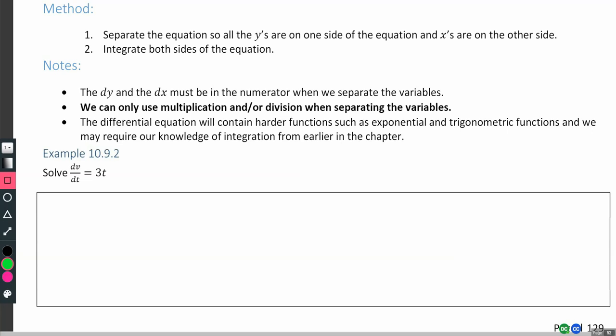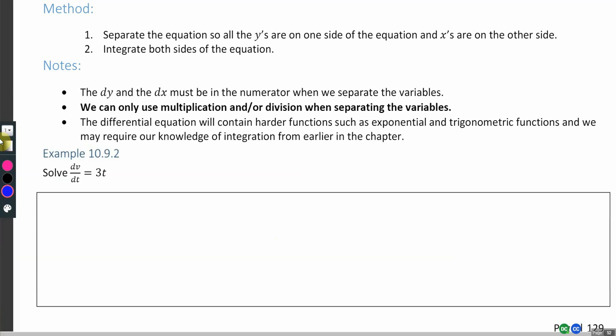Example 10.9.2. Quite a short and quick example, this one. It's actually no more difficult than example 10.9.1 in the previous video. But I'm going to approach it in a slightly different way, just to set you up for the following questions, which will be more difficult.